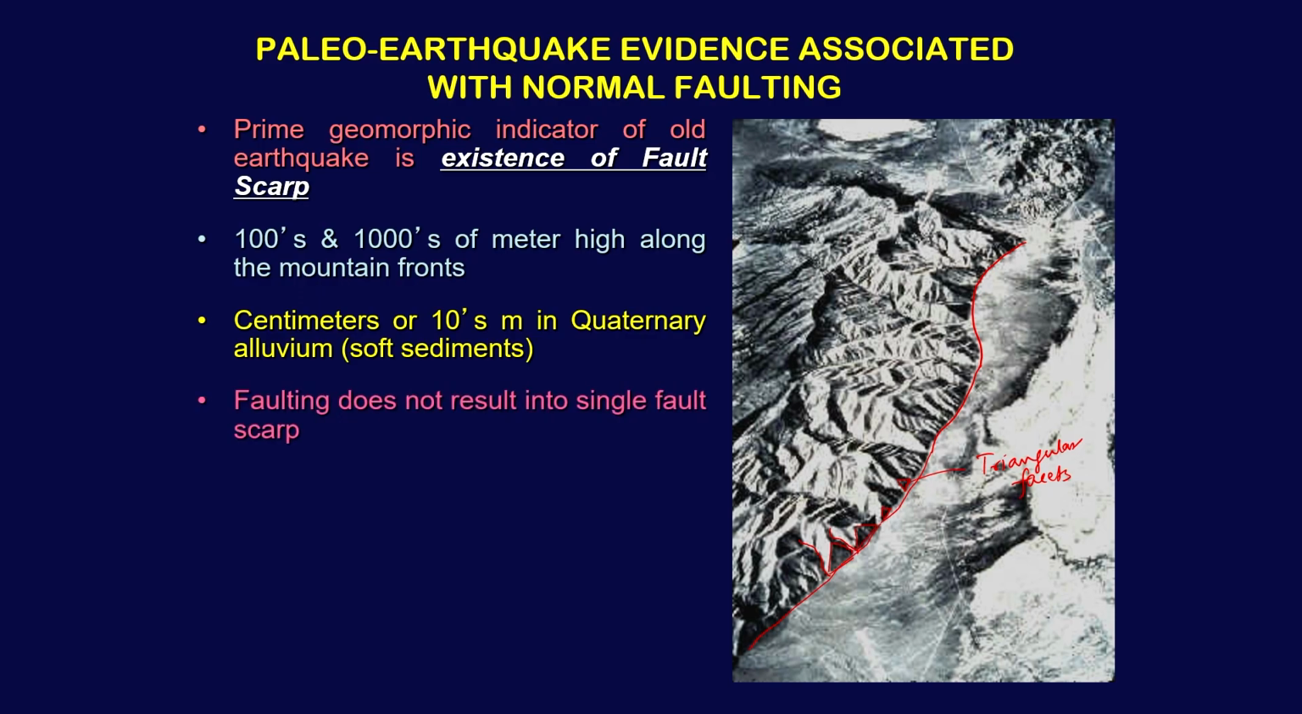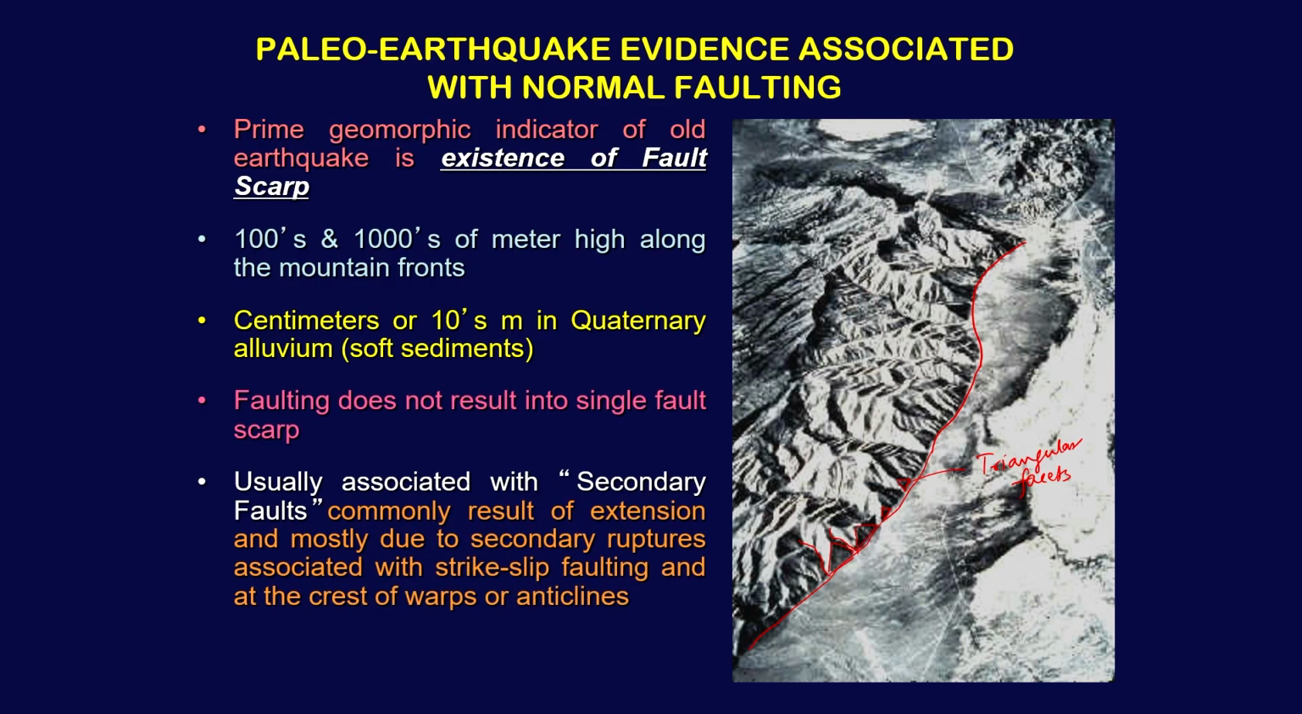So, mainly in the soft loose sediments, because Quaternary deposits are mostly loose sediments. And faulting does not result in a single fault scarp, it will have multiple fault scarps. That is what we discussed in the previous lecture, and it is usually associated with secondary faulting also. So, commonly result of extension, that is secondary faulting, mostly due to secondary rupture associated with the strike slip faulting.